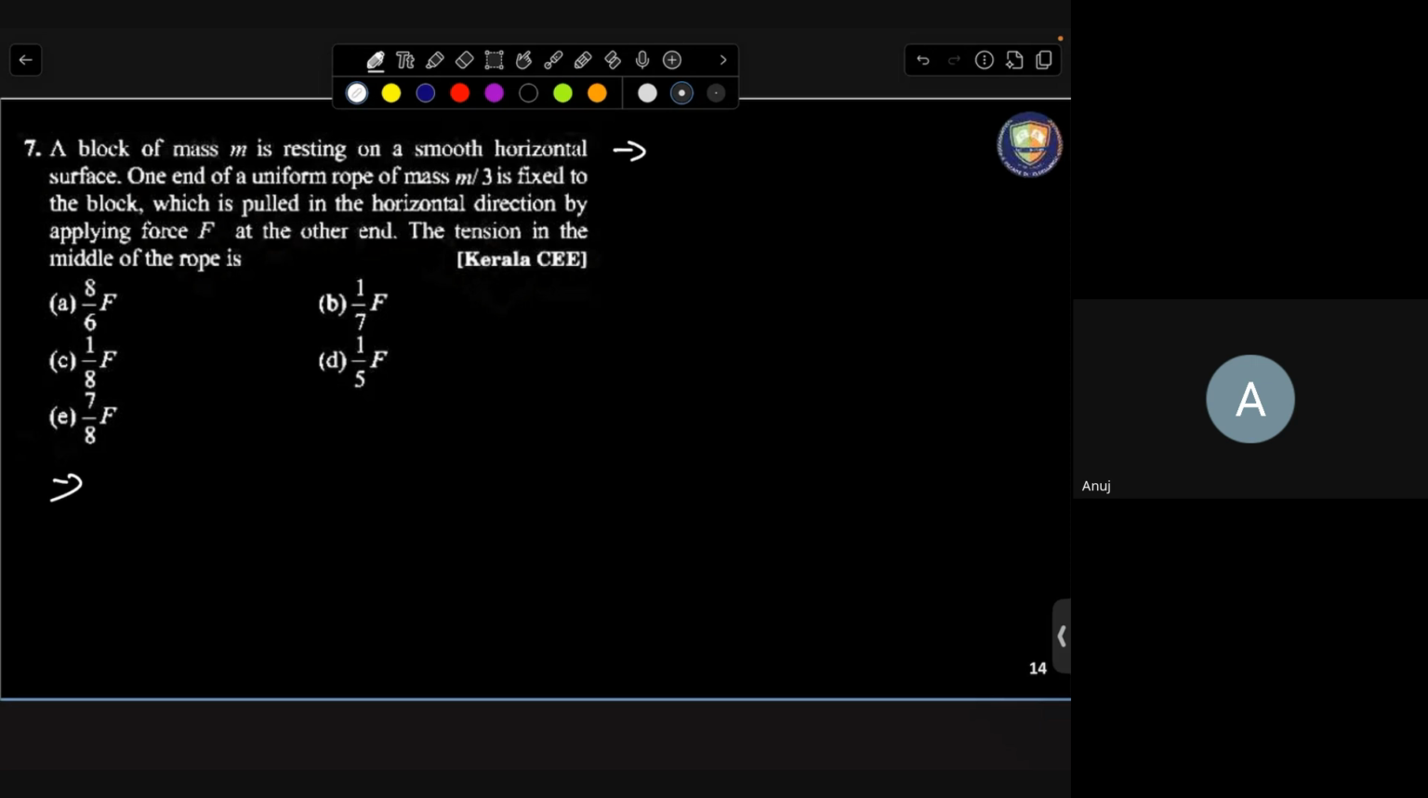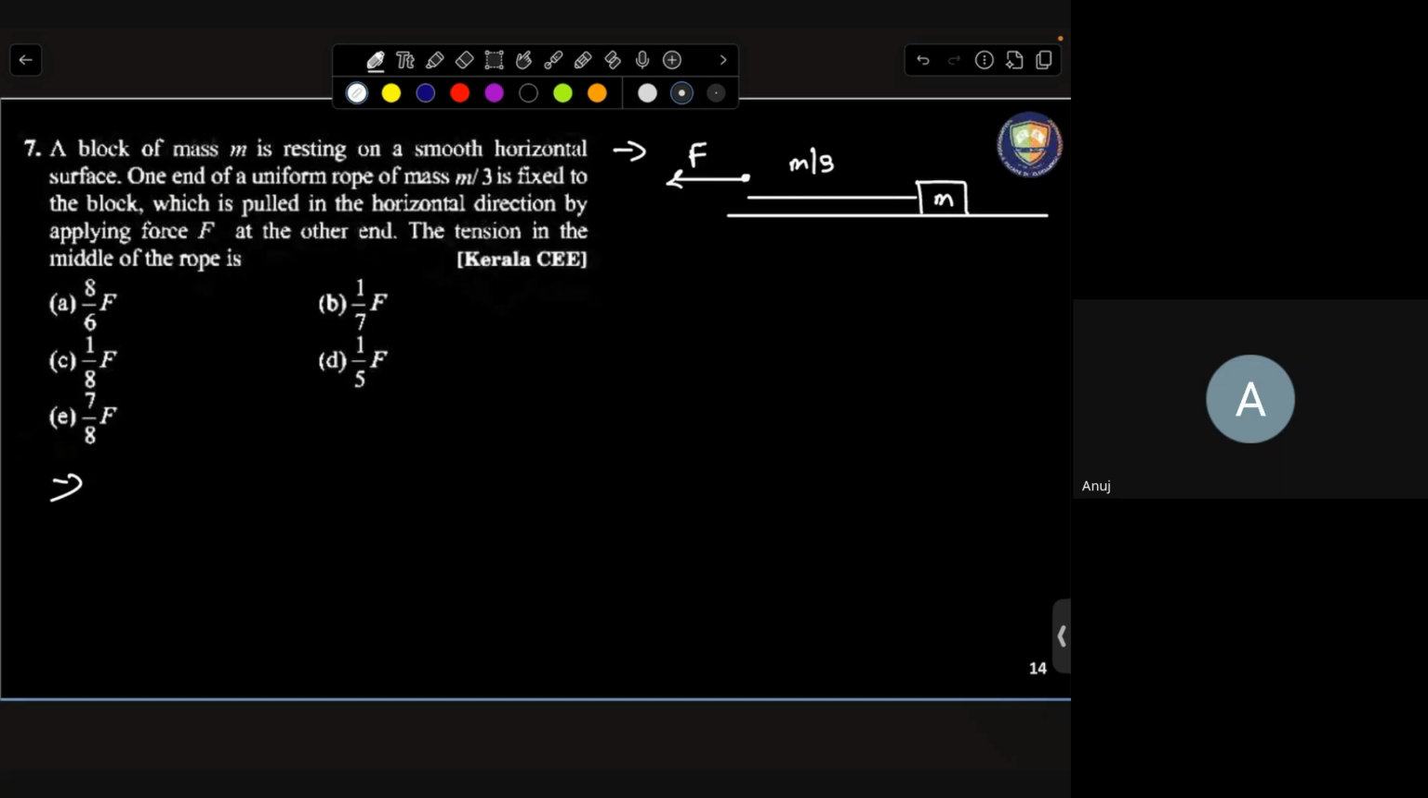In the given question, let's say our horizontal plane is there, a block of mass m is there, and a rope is there, and the mass of the rope is also there. So tension at each and every point will be different, because there is a mass involved also. The question says one end of the rope of mass m by 3 is fixed to the block, which is pulled in a horizontal direction by F at the other end. So they are pulling at the other end with some force F.